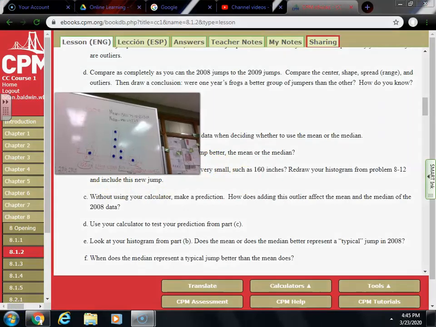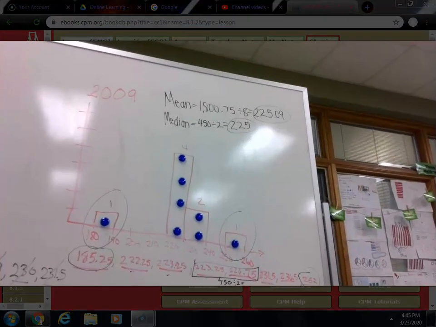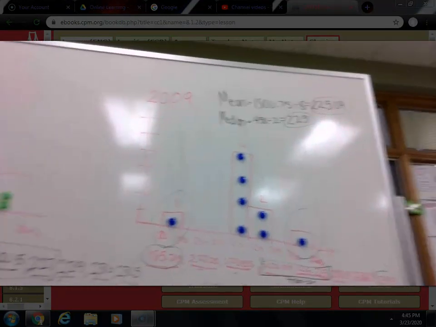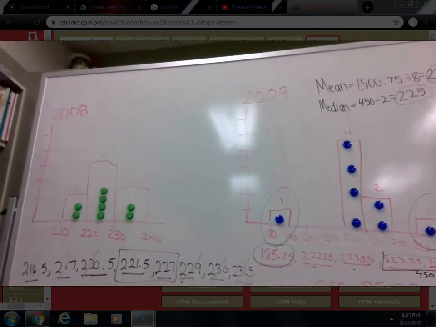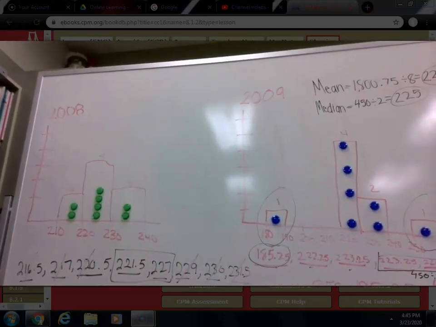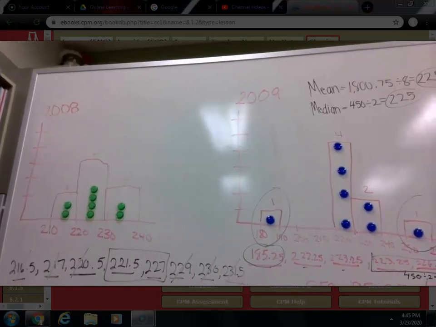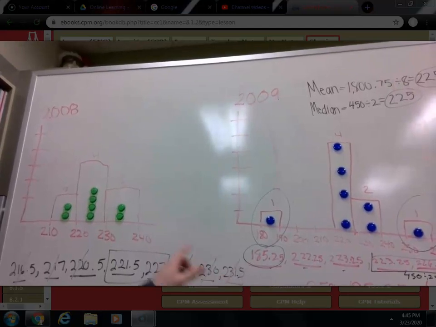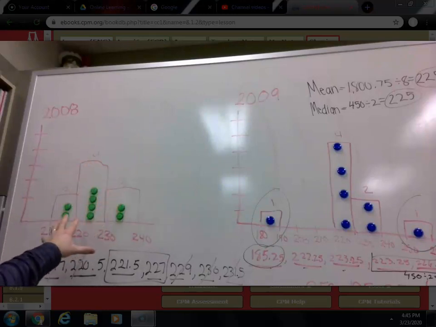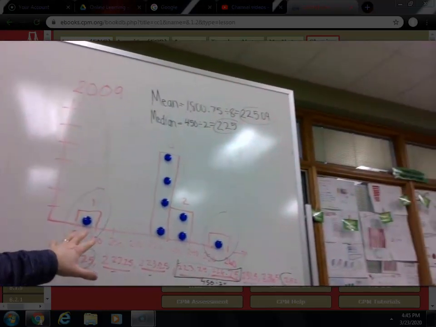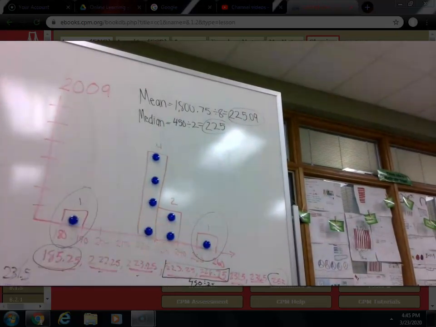Alright, so some of the things that you guys should have noticed was that in 2009, we had a group of frogs that jumped much farther than in 2008. And you guys can see that just by comparing the different measurements, the different data points for those frogs. However, we noticed in 2008 that the frogs jumped more consistently, meaning there were no outliers, they were all around approximately the same distance, whereas in 2009, they were a little bit more spread out. Okay, moving on to question 14.